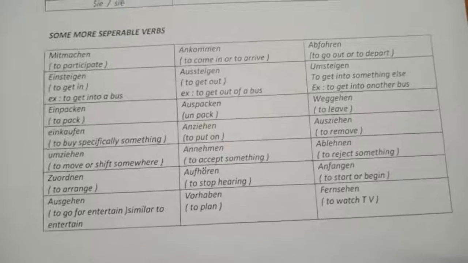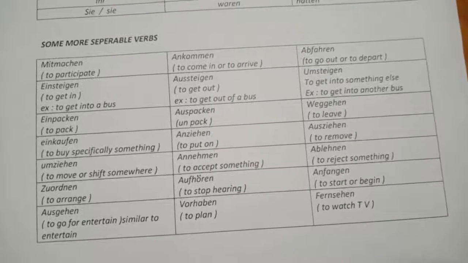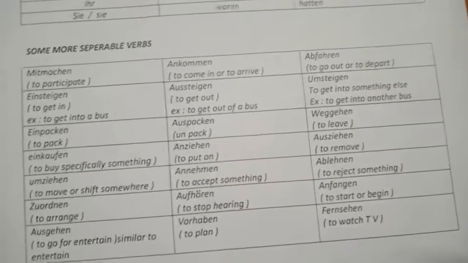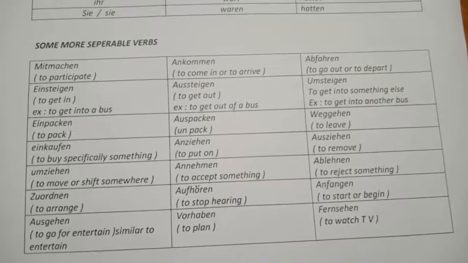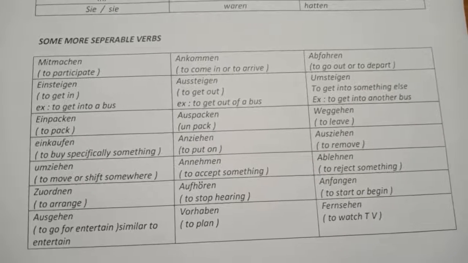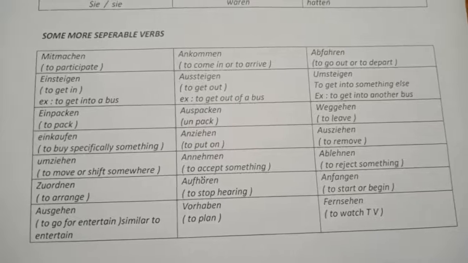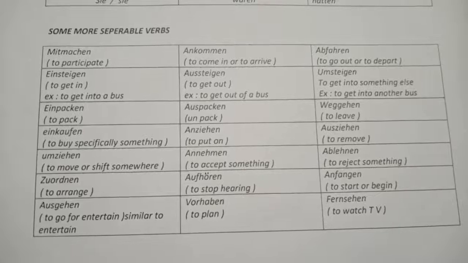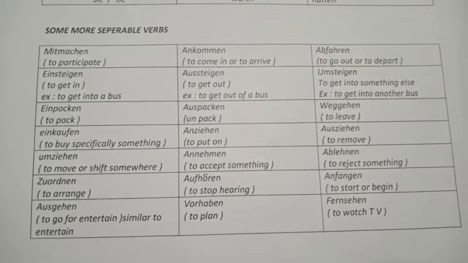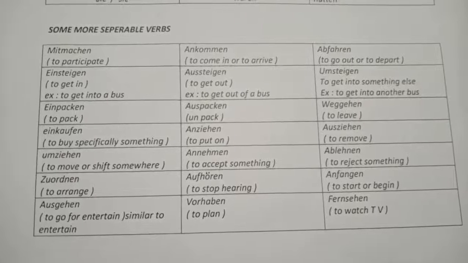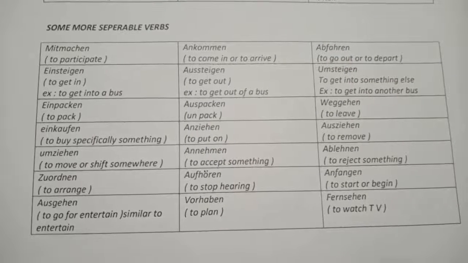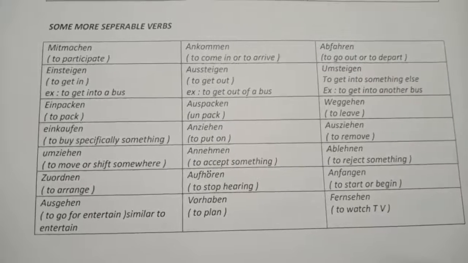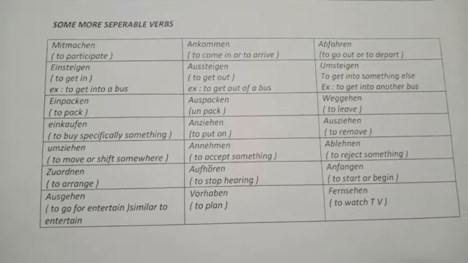So now umziehen, to move or shift somewhere. Annehmen, to accept something. Ablehnen, to reject something. Zuordnen, to arrange. Aufhören, to stop hearing. Anfangen, to start or begin. Ausgehen, to go out for entertainment. Vorhaben, to plan. Fernsehen. Now friends, we shall take a look at a few sentences.